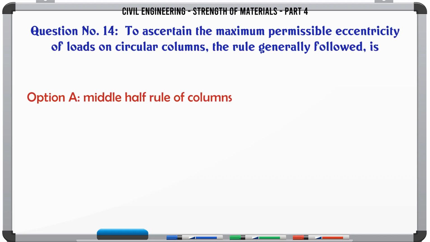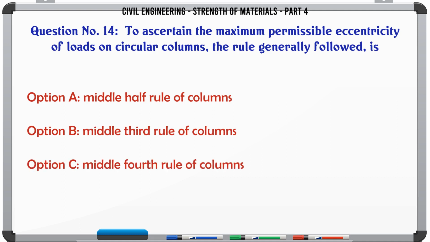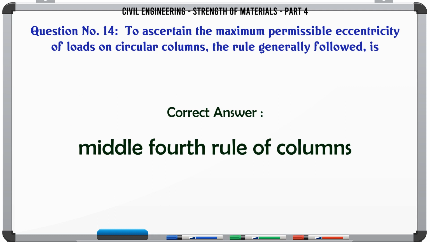To ascertain the maximum permissible eccentricity of loads on circular columns, the rule generally followed is A: middle half rule of columns, B: middle third rule of columns, C: middle fourth rule of columns, D: none of these. The correct answer is middle fourth rule of columns.